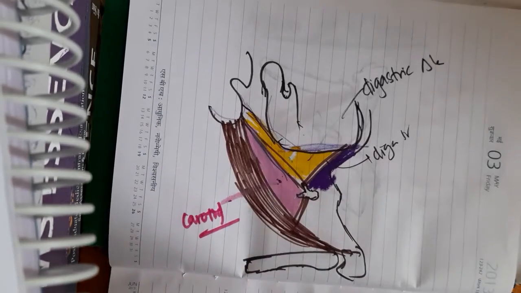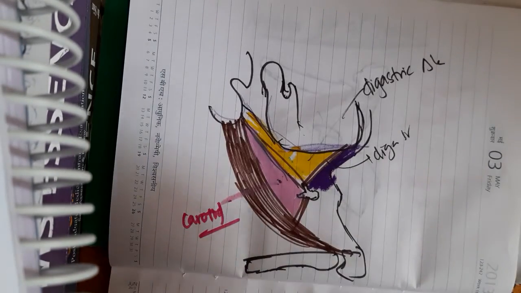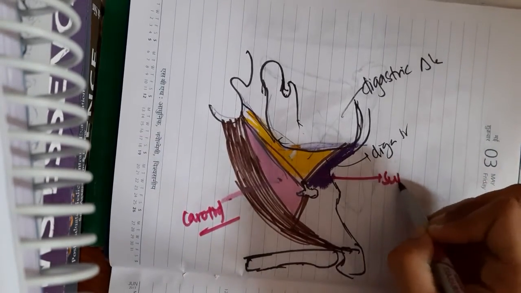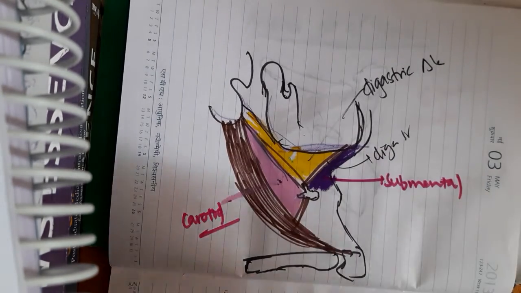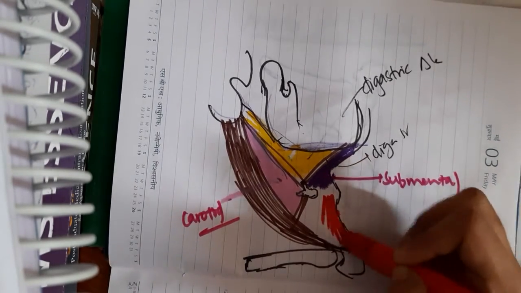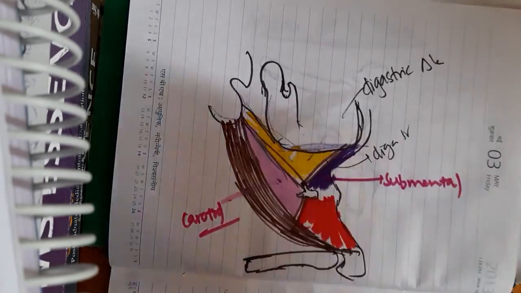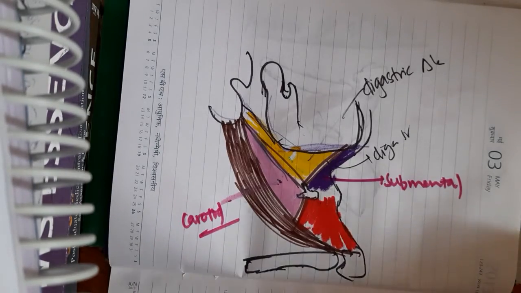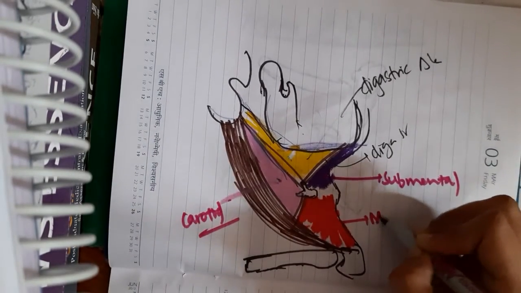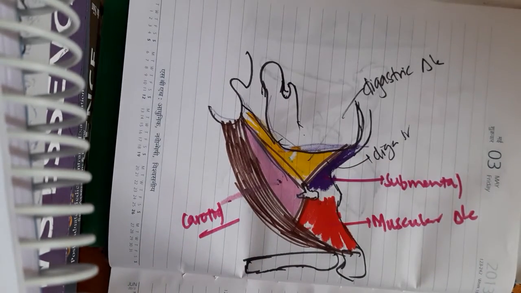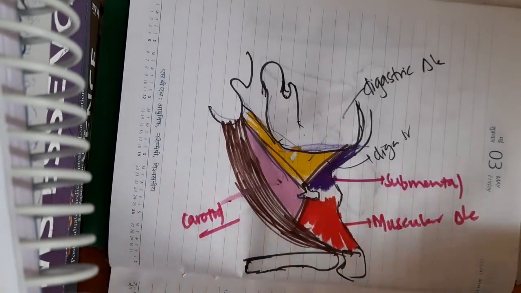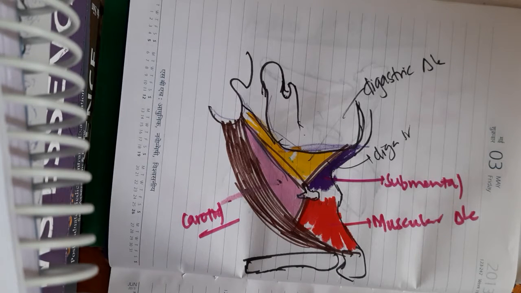Only till here, this small triangle is called the submental triangle. Below this submental triangle we have one more triangle which is made up of muscles. This triangle is called the muscular triangle. So these are the four different triangles into which the anterior triangle of neck is divided.